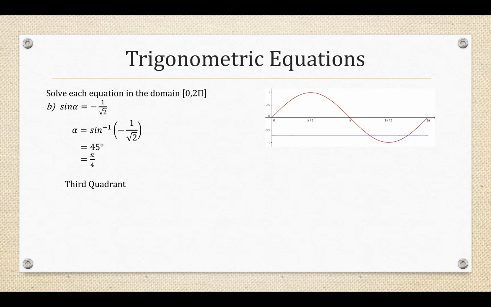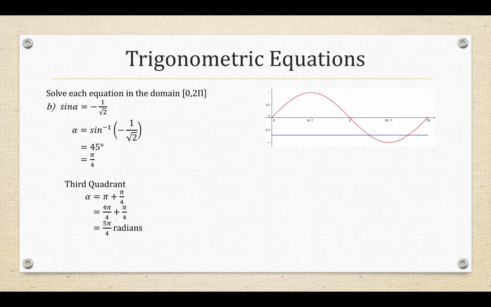In the third quadrant, in order to find alpha, we're going to add pi plus pi over 4 radians, which putting them over a common denominator, we get 4 pi over 4 plus pi over 4, which gives us 5 pi over 4 radians.